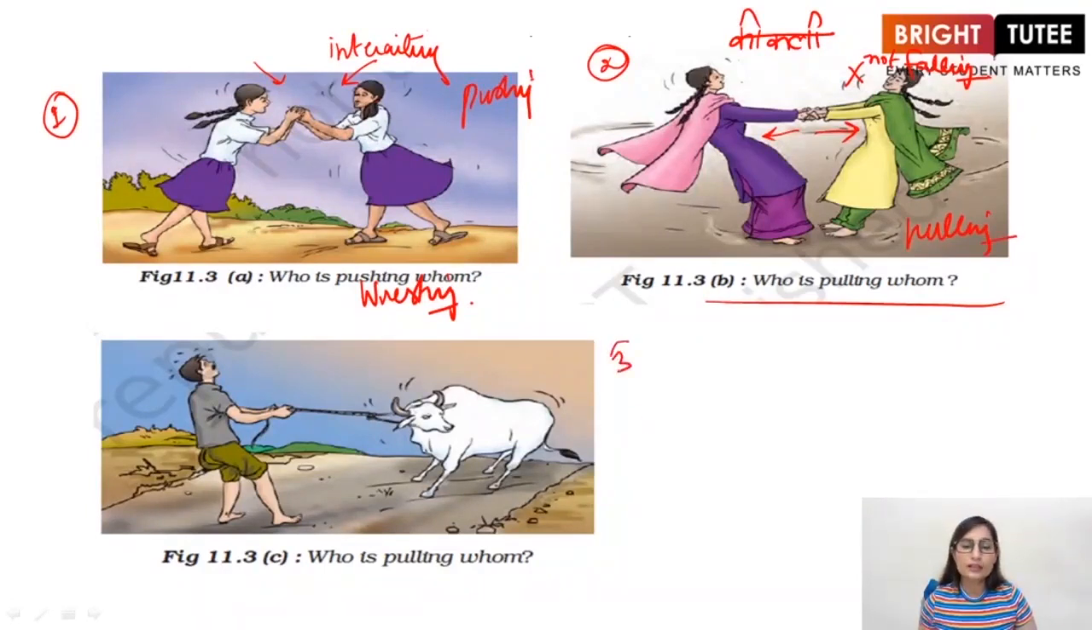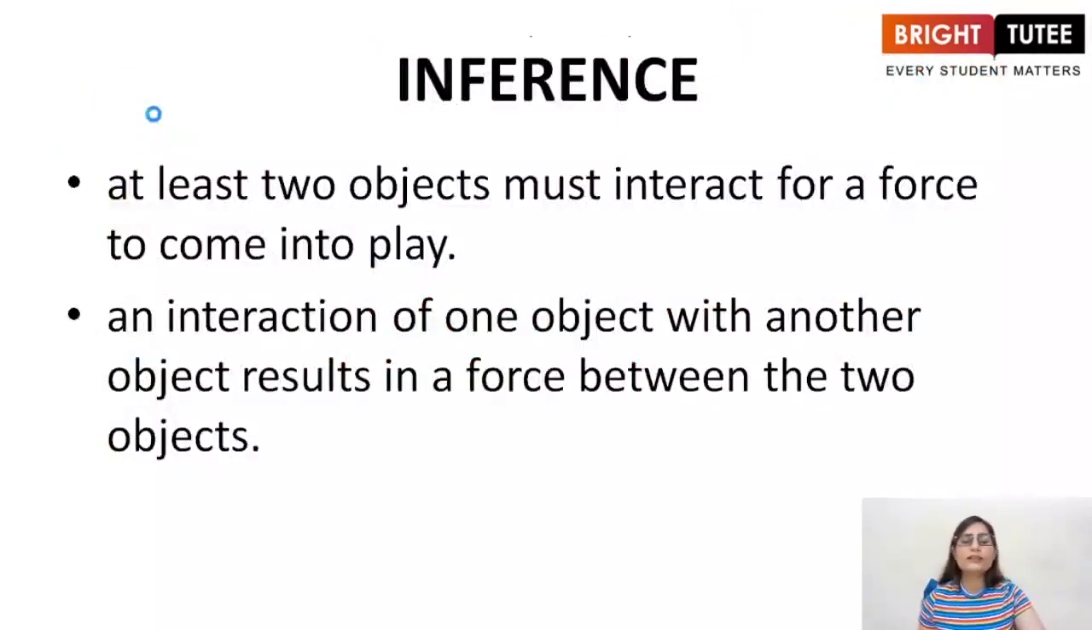Now in the third case, this man is trying to move this bull towards the farm, right? But the bull is not ready. So this man is pulling the bull towards his side while the bull is pulling himself to the other. So each of them is pulling the other, right? So here also the force is acting because of a push or a pull. So coming to an inference, at least two objects must interact for a force to come into play.